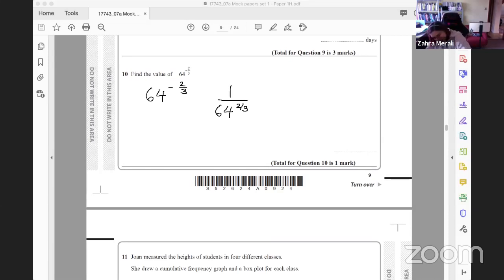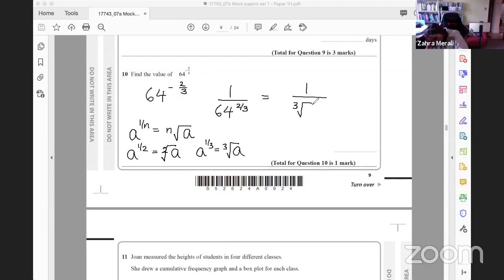But what does it mean if we've got, remember we had a to the 1 over n? That's the nth root of a. So if I had something to the half, it would mean the square root, and we don't normally write "square root", we just normally write the sign. Something to the 3rd is the cube root. So what we've got here is the cube root of 64, all squared.